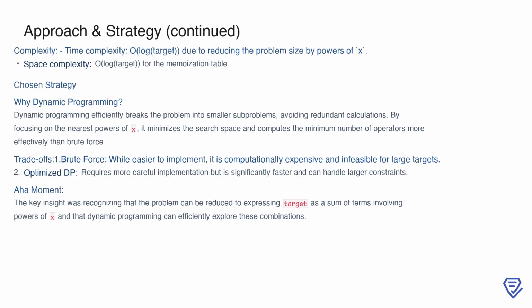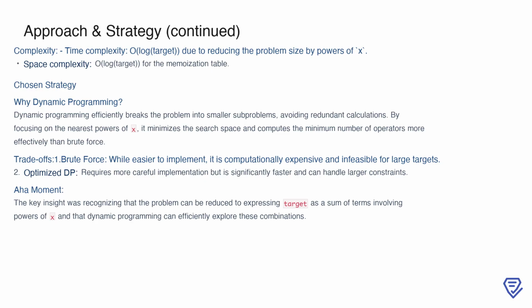subproblems. Now, why did we choose dynamic programming as our strategy? It's because this method allows us to break the problem into smaller, manageable pieces and systematically solve each one without repeating any work. By focusing on the nearest powers of x, we limit the search space and ensure that we compute the minimum number of operators required in an efficient manner.